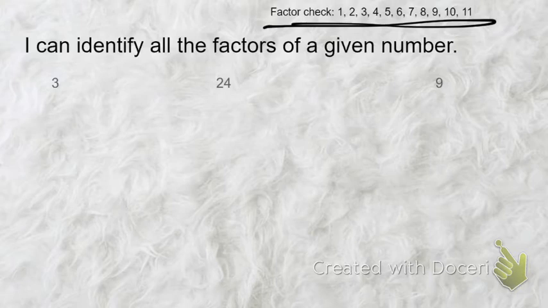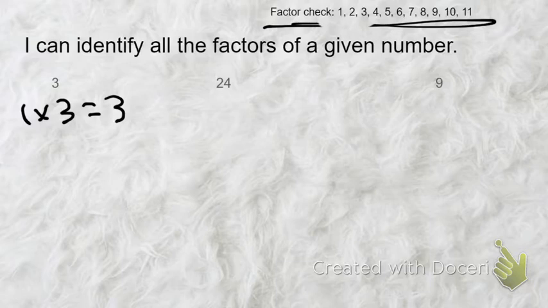Okay, so I'm going to start off with number 3, nice and easy. Okay, so I'm going to start by saying what times 1, do you see my 1 over here? What times 1 gives me 3? Well, 1 times 3 gives me 3. Okay, and then I'm going to ask myself, okay, well, what times 2 gives me 3? Nothing, right? Because 3 is not an even number, therefore 2 is not a factor.